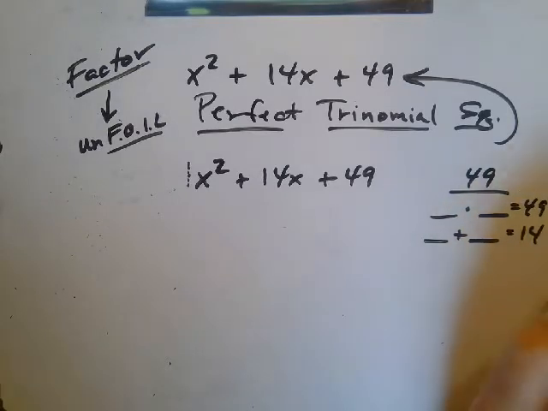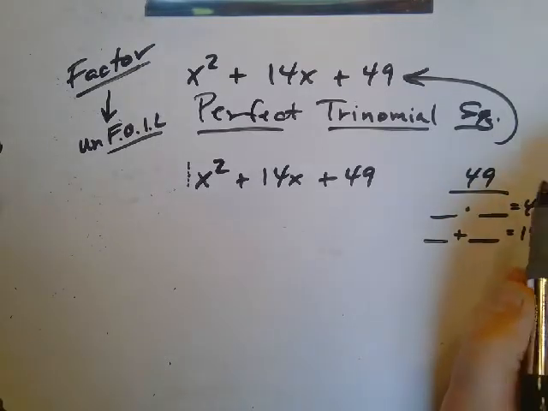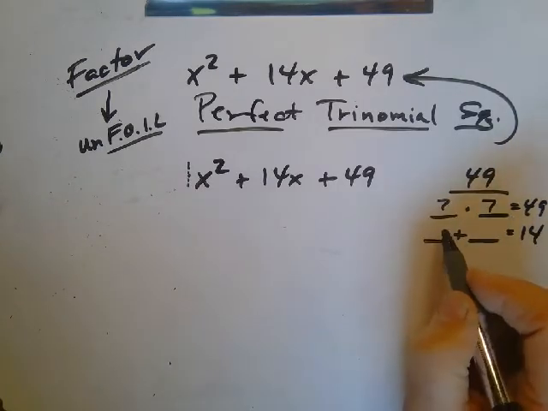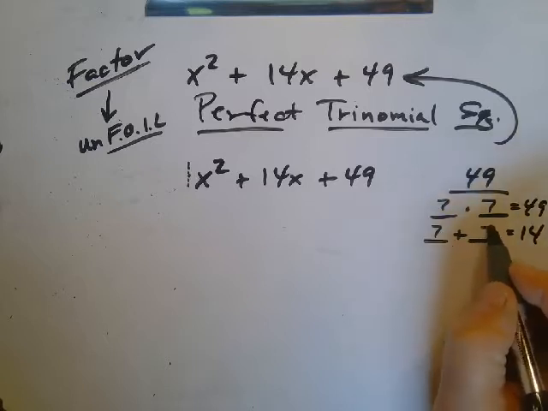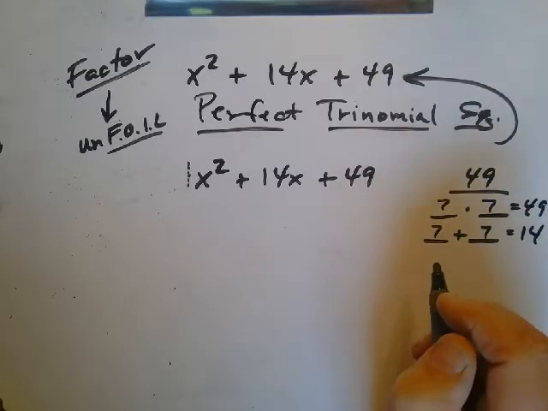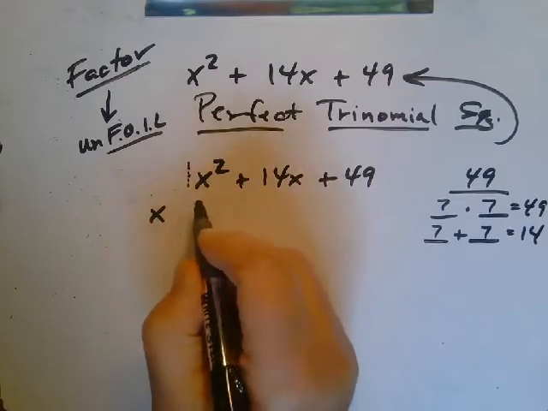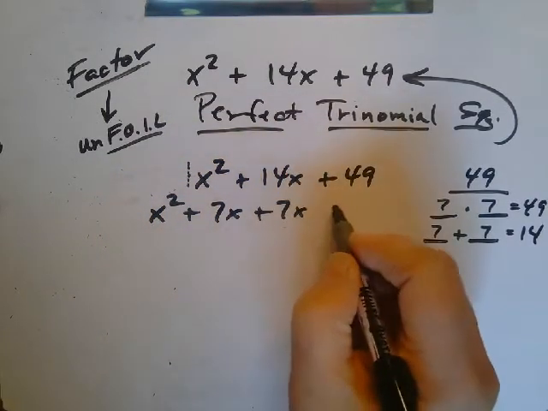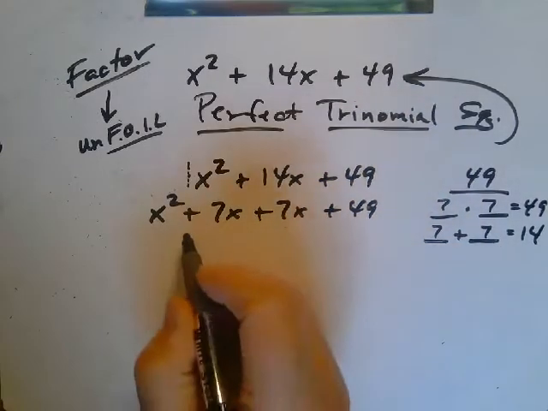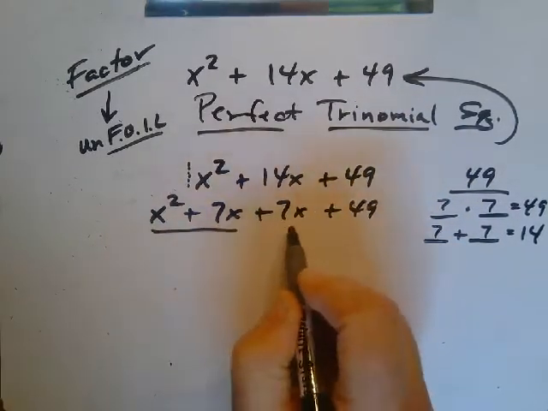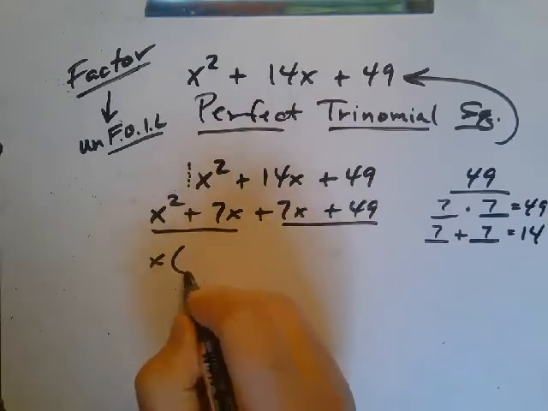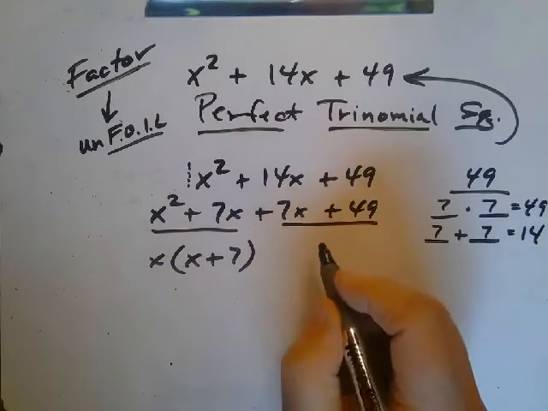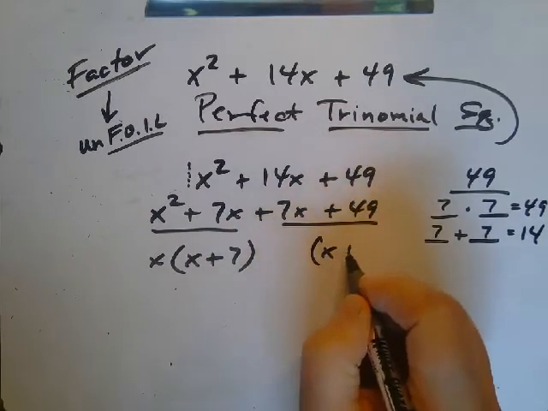I get 14. Well, 49 could be 7 times 7 to give you 49, and it could be 7 plus 7 to give you 14. So if we factored this, we'd say, okay, let's split the middle term, and then factor by grouping. Underlining the two groups here, we get x times x plus 7. When you take it out, leftovers are x plus 7.